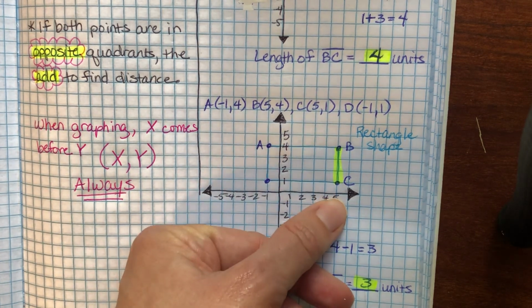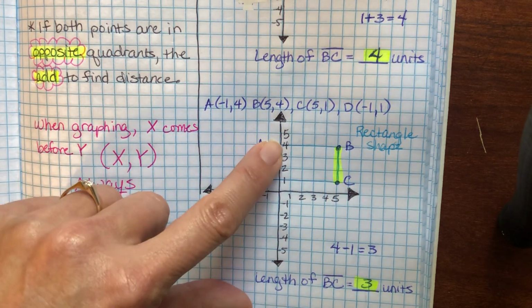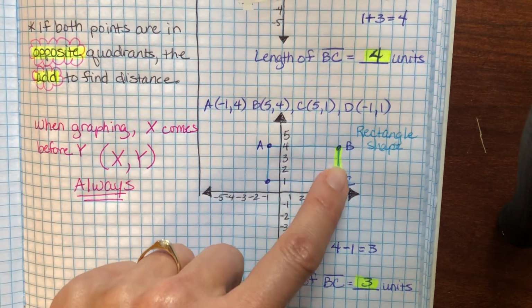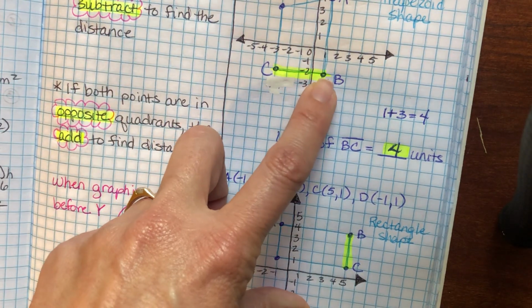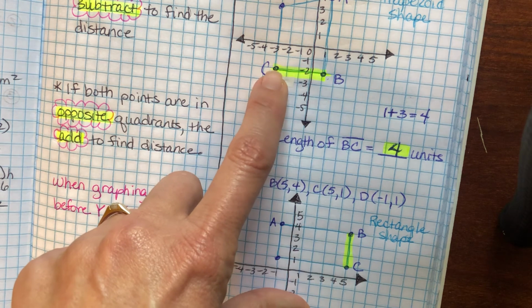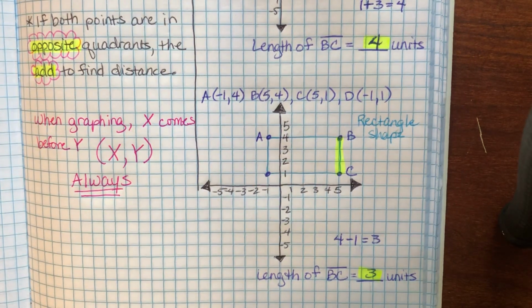So that would essentially be 4 minus 1 is 3. 1, 2, 3. Over here we have 3 and 1. 3 plus 1 is 4. 1, 2, 3, 4. All right, good luck.